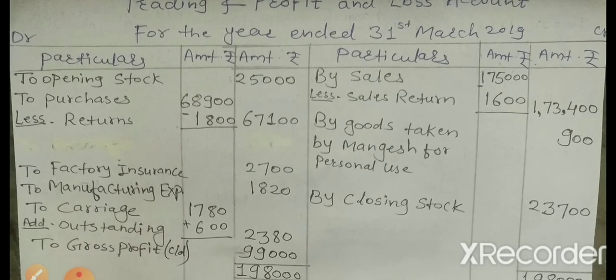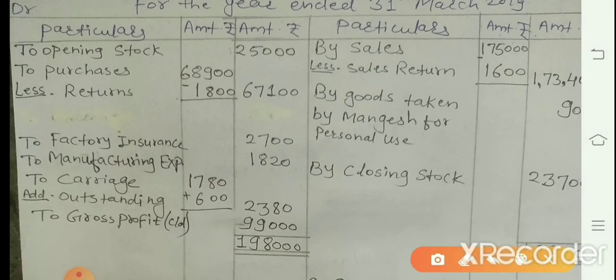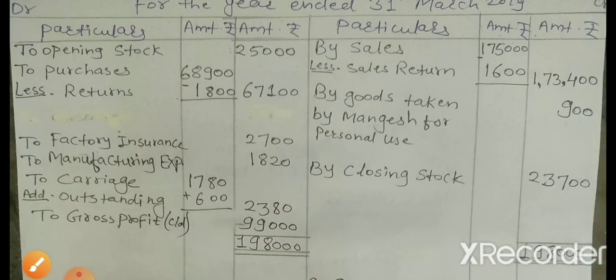Now do the total of credit side as well as debit side. Compare the sides, write the total whichever is greater. That means close the trading account now. The total of credit side is 1,98,000 and total of debit side is 99,000. So the credit side's total we have written on both the sides. Now deduct the debit side's total from credit side's total. The difference will be our gross profit, that is 99,000. So 99,000 is our gross profit.